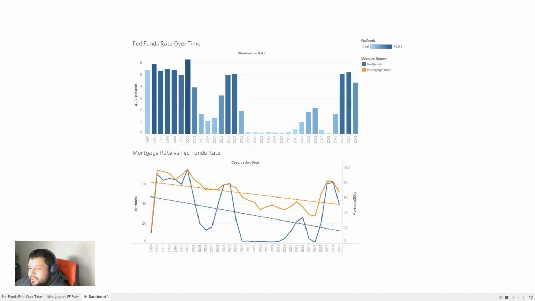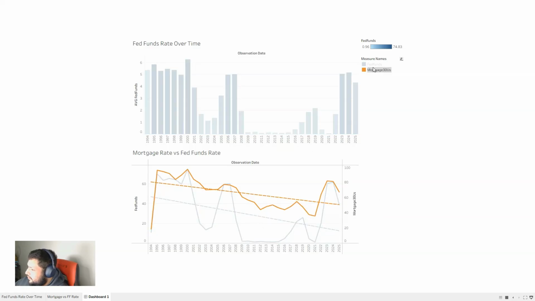The interactive dashboard allows the user to hover over any point to see exact values. Here, compare peaks, and observe how the two rates converge or diverge, like I just showed you. And if you want to filter, you can filter.